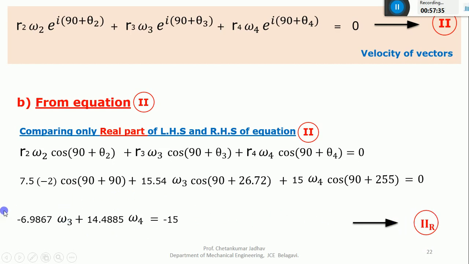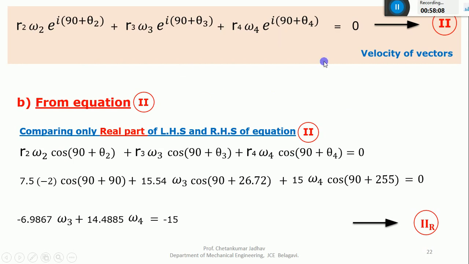Since you got this equation by comparing the real part of the second one, I can indicate it as second equation real part for my convenience. By comparing the real part of this second equation, I got this one, so I'll denote it as second equation with real part. In a similar manner, just again consider the second equation. Instead of comparing the real part, just compare the imaginary part. So instead of cos, it becomes sine.